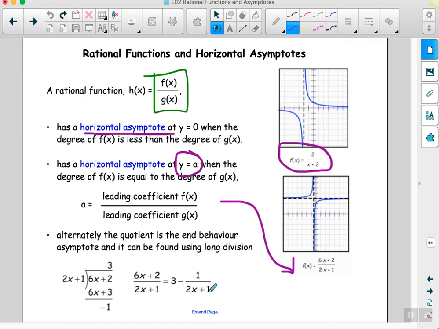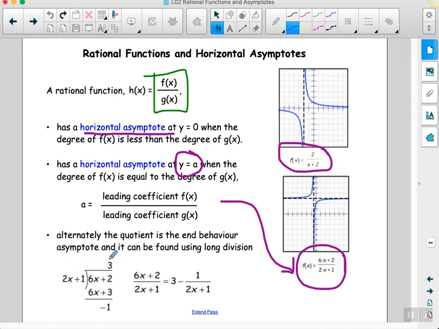An alternate way to figure out what's happening, just in terms of the ends: what are you going to get for an end behavior asymptote? Because that's what these horizontal asymptotes are. They're happening on the ends. You can do a long division. So we've practiced this already. 2x plus 1 into 6x plus 2. 2x goes into 6x 3 times.